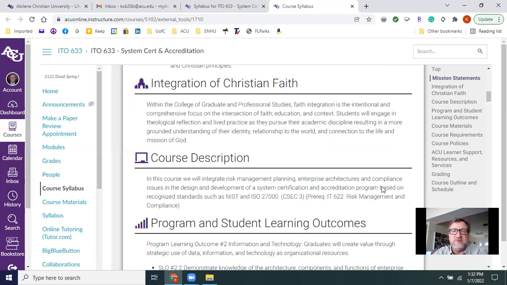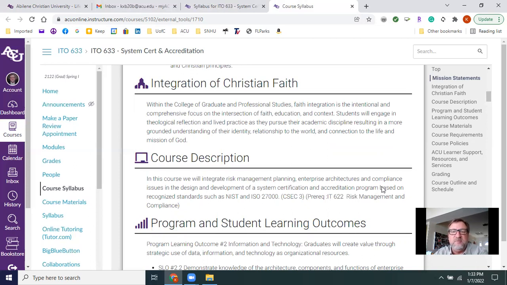With the integration of Christian faith within the College of Graduate and Professional Studies, faith integration is intentional and comprehensive, focusing on the intersection of faith, education, and context. Students will engage in theological reflection and lived practice as they pursue their academic discipline, resulting in a more grounded understanding of identity, relationship to the world, and connection to the life and mission of God.